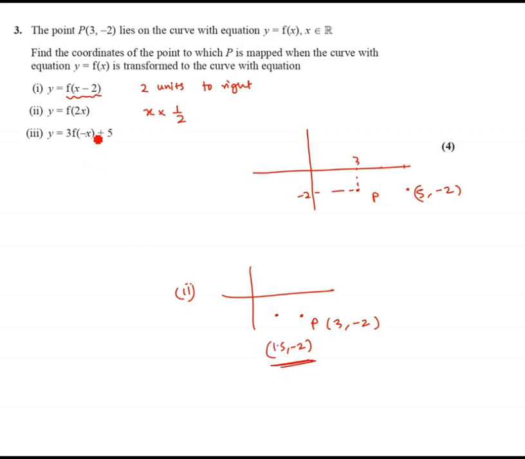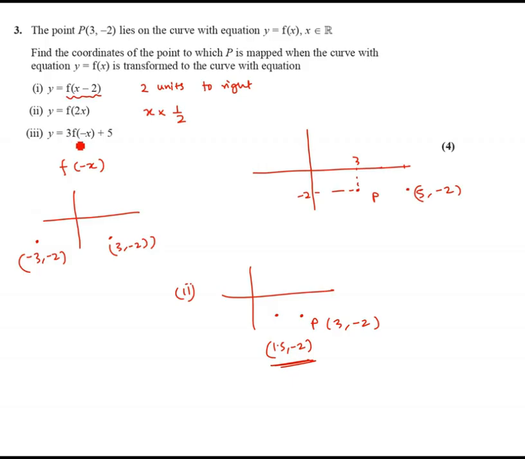Now the last one, you have a lot of transformations here. So what we will do is start with y equals f(x). So we do f of minus x. Now when you do f of minus x, the point is reflected in the y-axis. If you do minus f(x), then it will be reflected in the x-axis. So this point is here, which is (3, minus 2). Now if you do minus x, you reflect in the y-axis, and the coordinates become (minus 3, minus 2). So that's the first one.